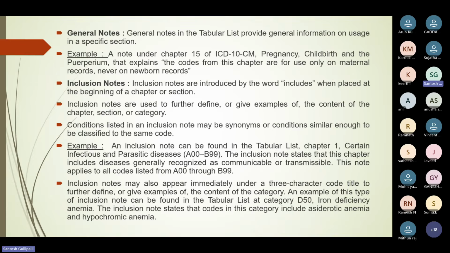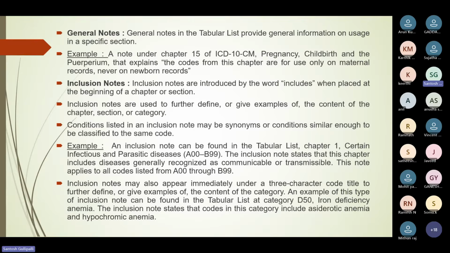Okay, so the general note. A general note in the tabular list provides general information on the use of a specific section. For example, a note under Chapter 15 of ICD-10-CM, pregnancy, childbirth and the puerperium, explains that the codes from this chapter are used only on the maternal record, never on the newborn record. So that is the general note.